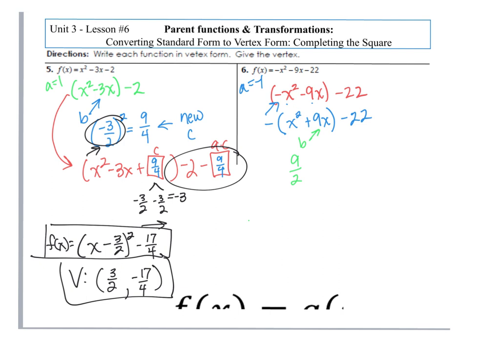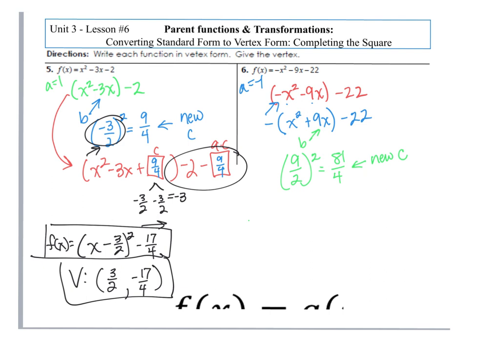9 is odd, so it doesn't divide evenly by 2, so we're going to leave it as 9/2. And we're going to square that. So really I'm thinking 9 squared is 81 and 2 squared is 4. So we get 81/4, and this is our new c value.